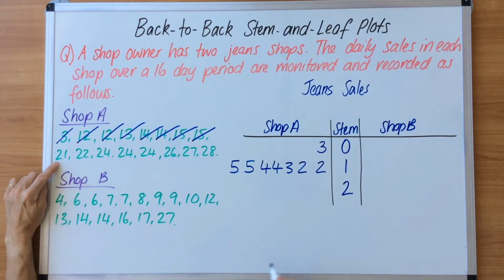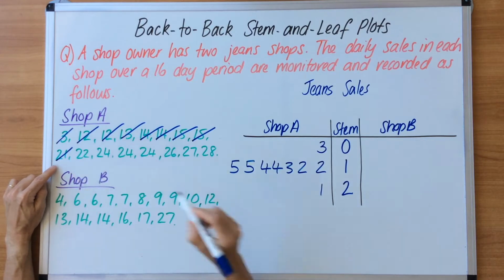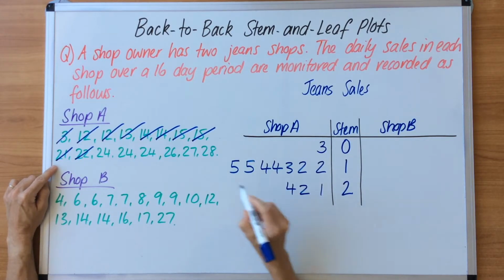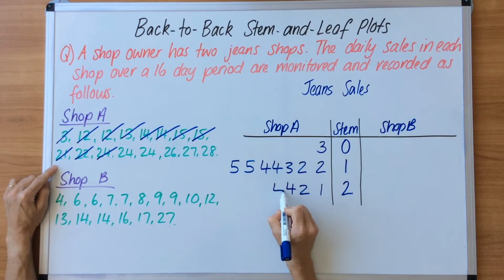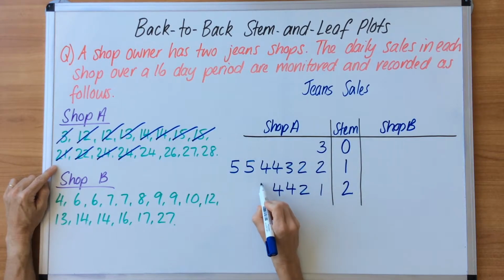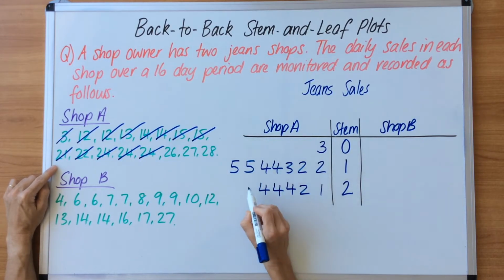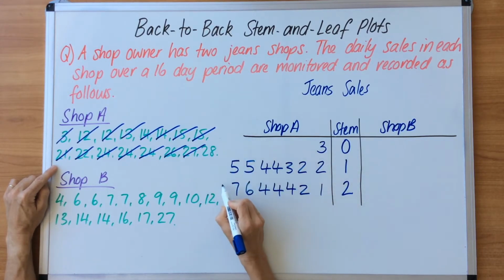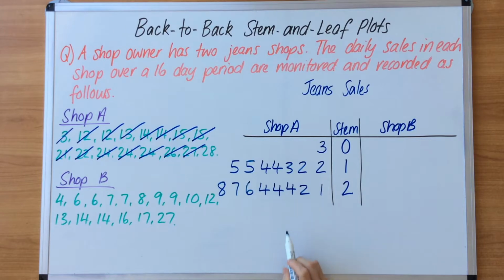Now we're going to the 20s. We move down the next line. 21, 22, 24, 24, 24, 26, 27, and 28. It's running out of room here.